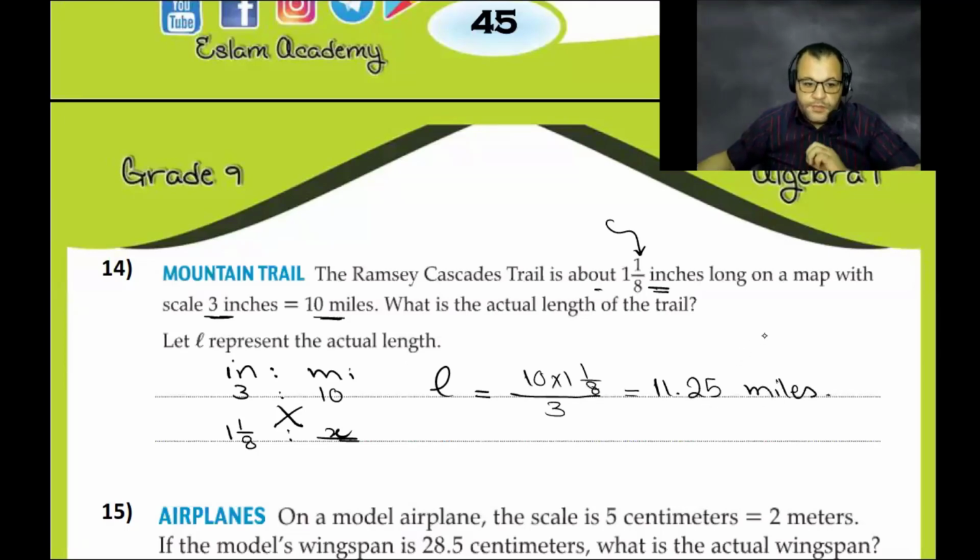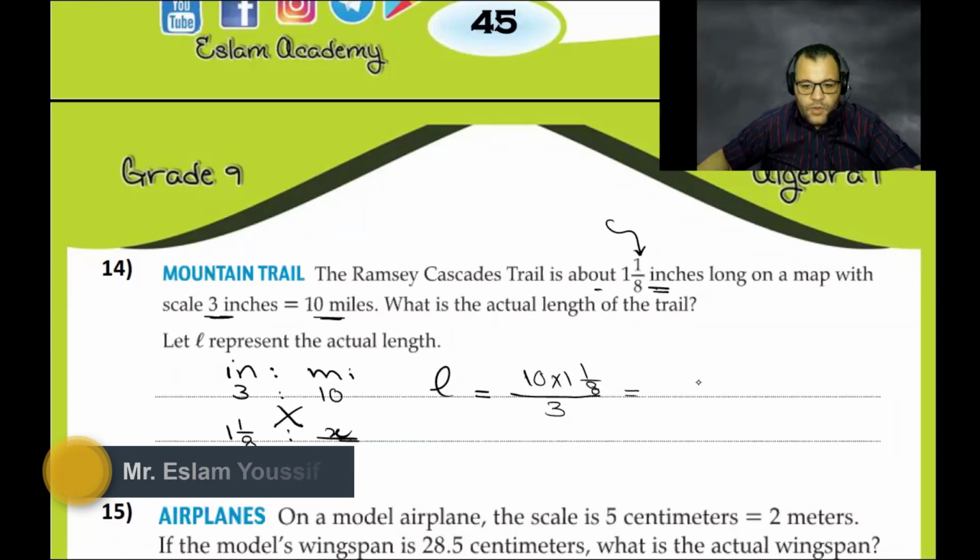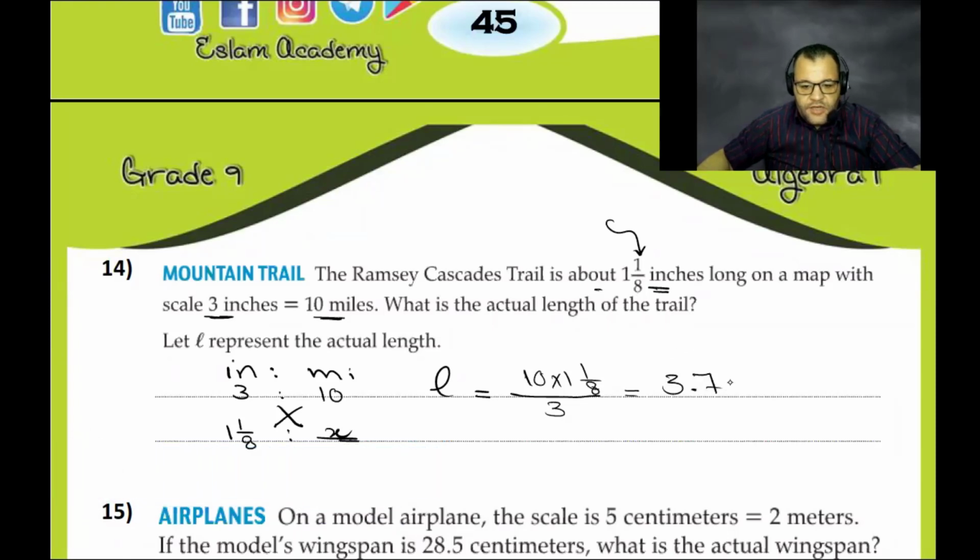Any problem for this one? Mister, I didn't divide it, just the top. 10 times 1 and 1/8, that's easy. It's 10 divided by 8. So it will be 3.75, 3 and 3/4. 3.75 miles.